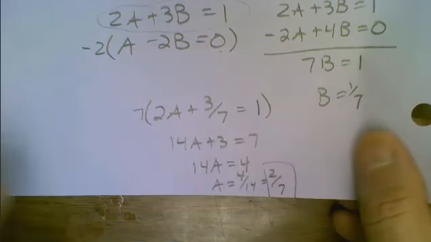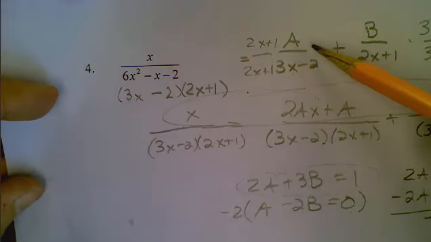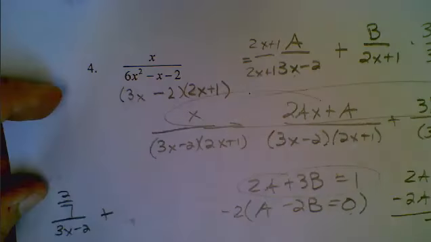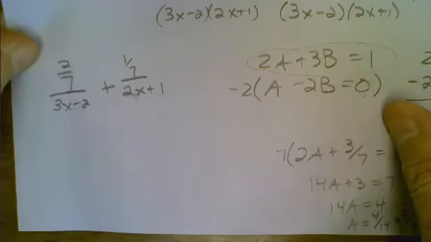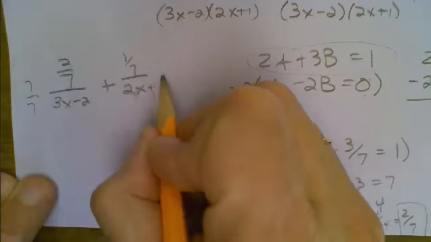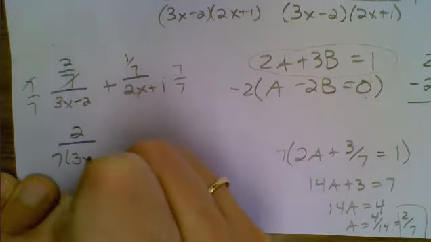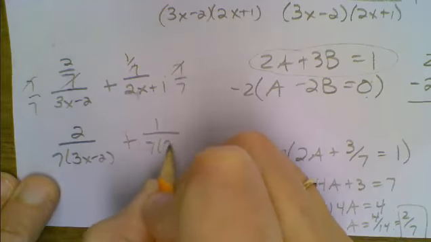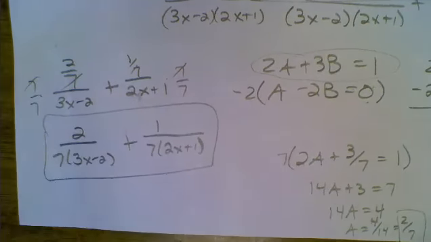All right, so this one wasn't hard algebra to solve, but you got some weird answers. A is 2/7 and B is 1/7. So we put that back in up here. If A is 2/7, that would be 2/7 over 3x minus 2, plus B is 1/7, so 1/7 over 2x plus 1. And now I need to get rid of my denominators. So I'm going to multiply by 7 over 7, so here they'll cancel, I'll get 2. You don't have to distribute the 7. You can if you want. Here the 7's cancel on top, so I get 1 over 7 times 2x plus 1. And there's my answer to number 4.